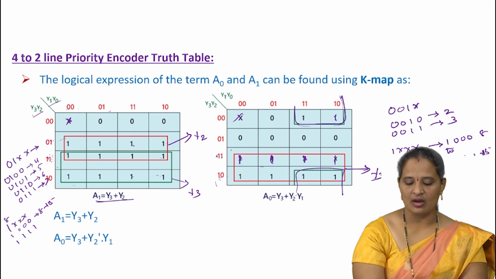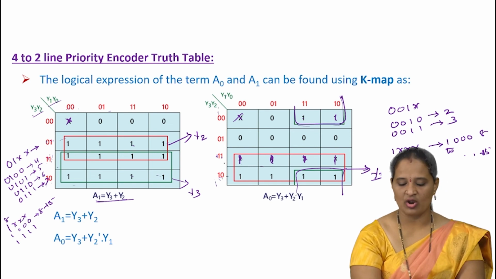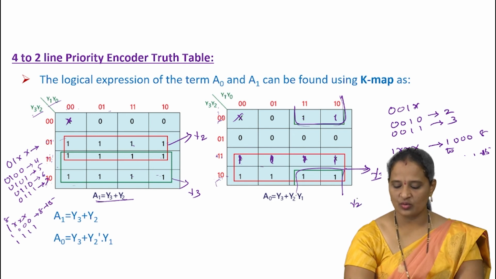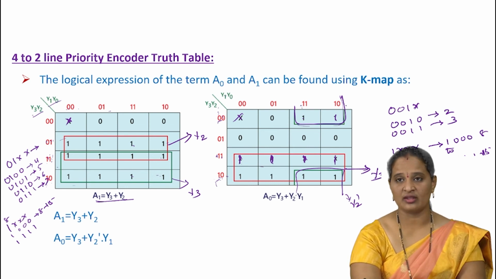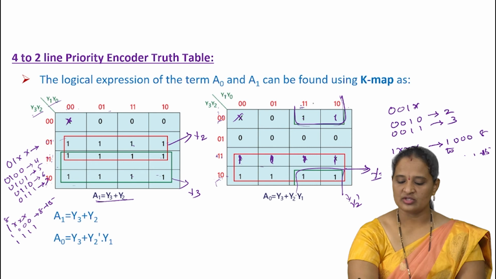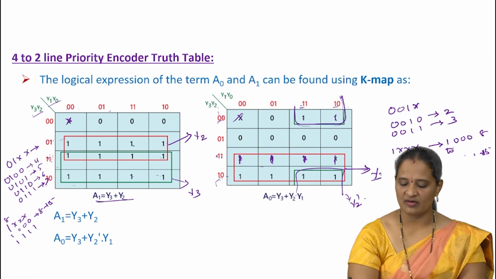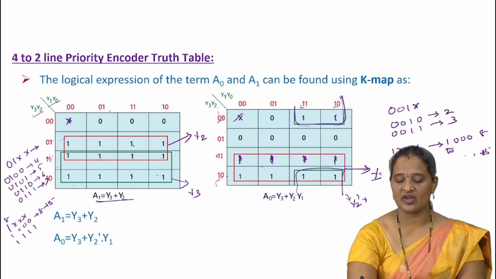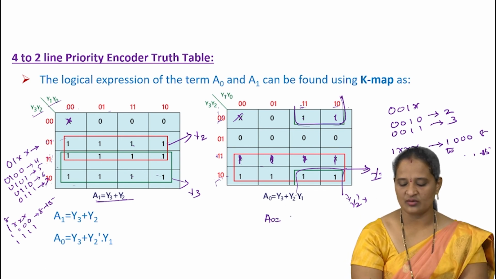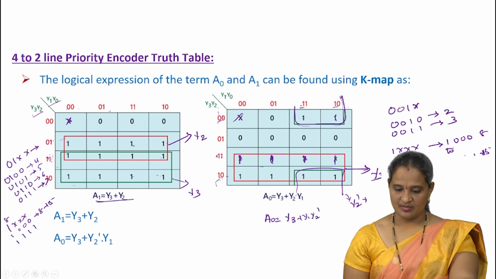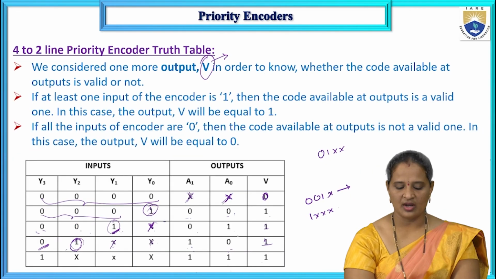It is formed with first row and last column. For the first row and last column, y3 is varying, eliminate, y2 is common, so y2 complement, and first, second, third column and fourth column. So y1 is common, consider y1, whereas y0 is varying, eliminate y0. So y1, y2 complement. So a0 is equal to y3 plus y1, y2 complement. And similarly, you can write down the equation for V.